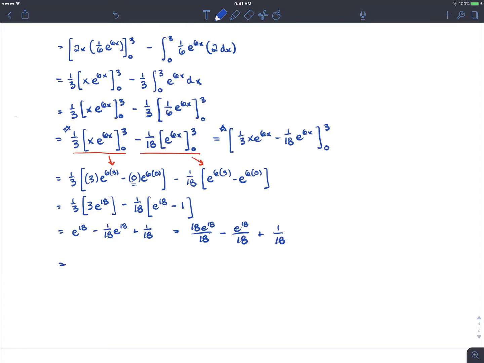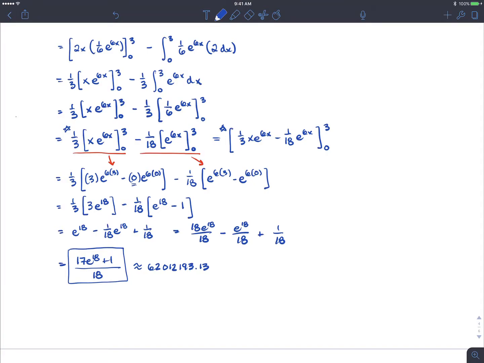And we could combine that, and that would give us 17e to the power of 18 plus 1 over 18, which is approximately 62,012,193.13 if we wanted to approximate it, but this is a perfectly tidy little exact answer right there.